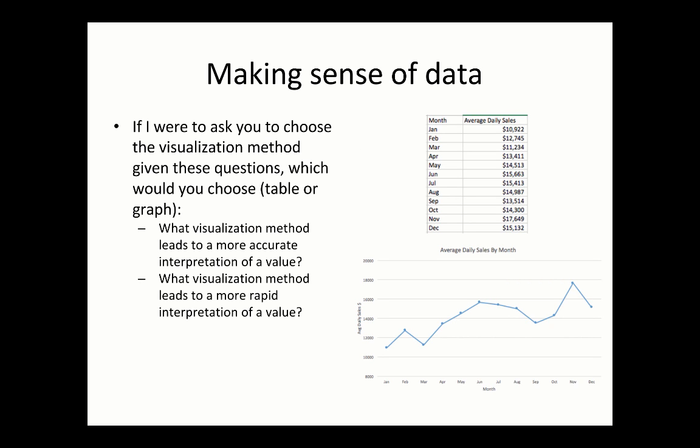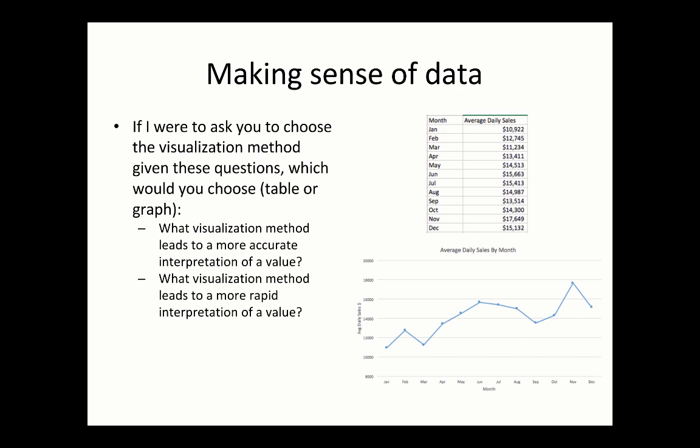If I were to ask you to choose the visualization method displayed on the screen that does the following, which of the two options would you choose? The first question is this: what visualization method, either the table or the graph, leads to a more accurate interpretation of a value? The second question is, what visualization method leads to a more rapid interpretation of a value? Is it the table or is it the graph? So let me say the first question again, and let's consider this for a moment. The question is, what visualization method, the table or the graph, leads to a more accurate interpretation of a value?